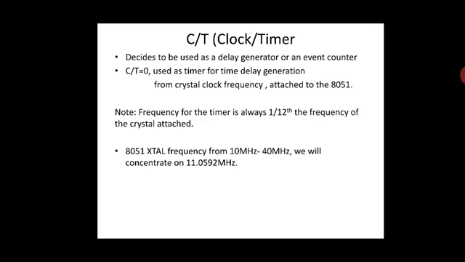If C/T is 0, it is used as a timer, meaning we are using it for time delay generation, for generating different delays. From where should I get this delay? Of course from the master clock. The master clock is continuously generated by the 8051, from a crystal oscillator.